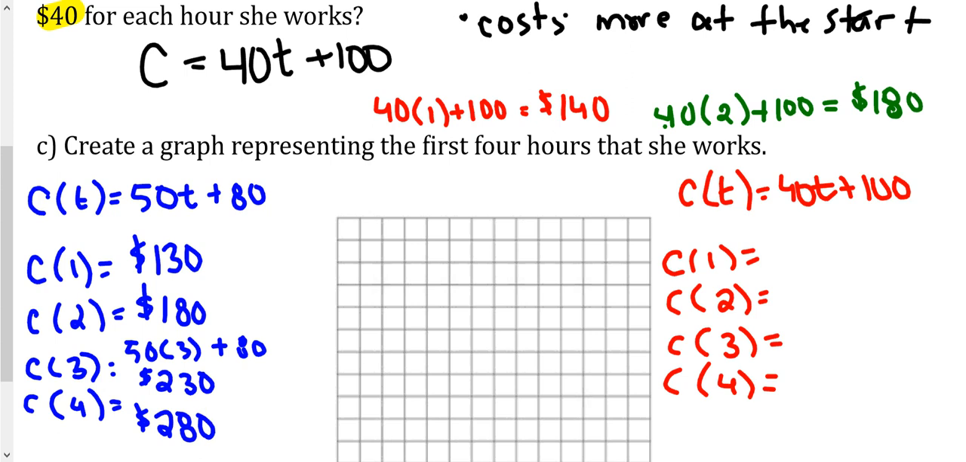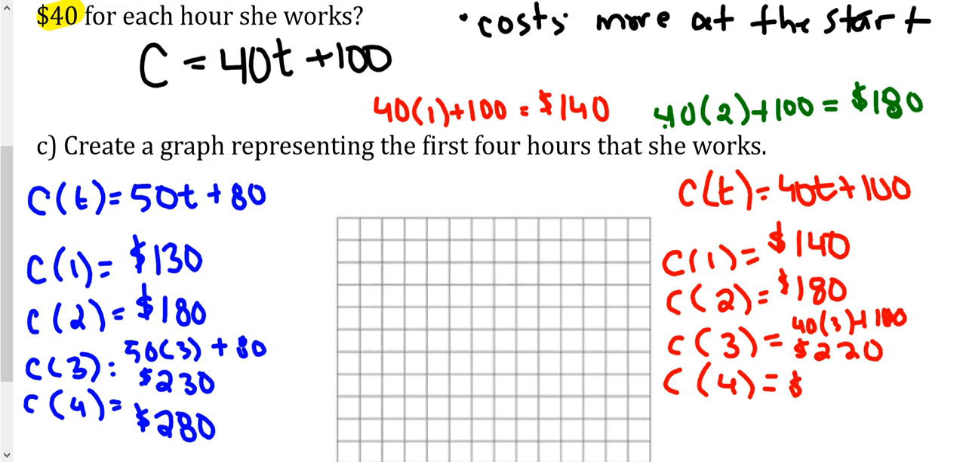Looking at the electrician with the more expensive initial cost but cheaper per hour cost, we started at $140, more expensive. We tied out at $180 after 2 hours. After 3 hours, 40 times 3 plus 100 gives us $220. And the cost for 4 hours, 40 times 4 plus 100, is going to give us $260.